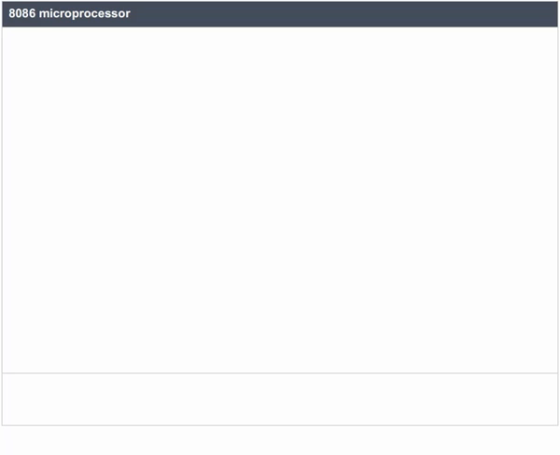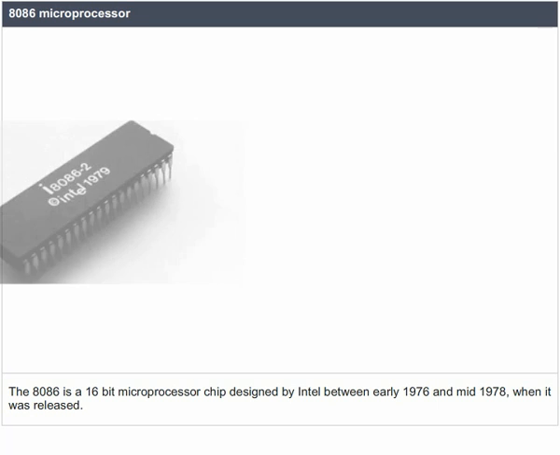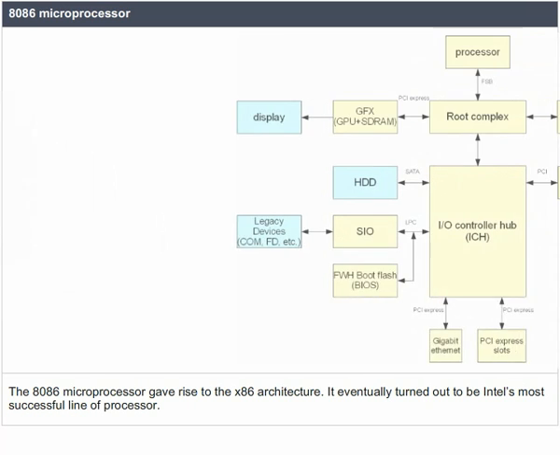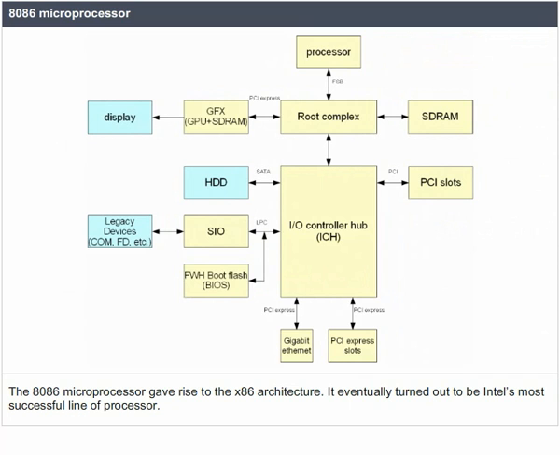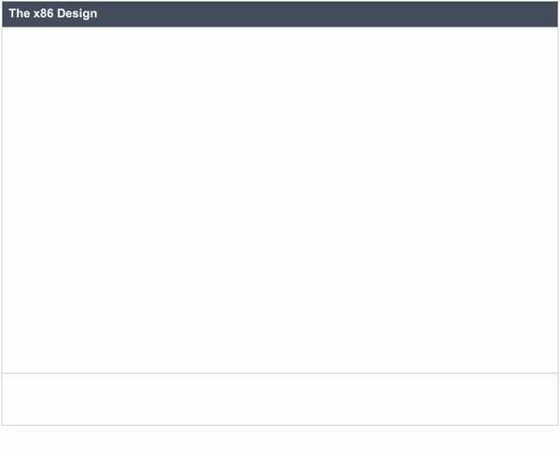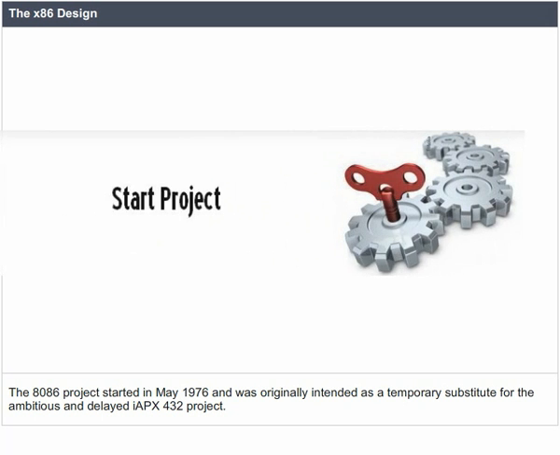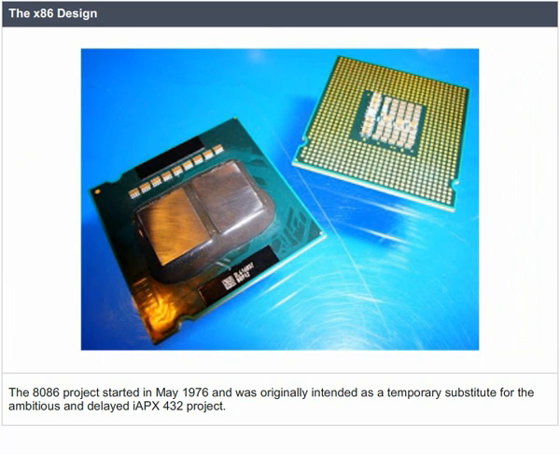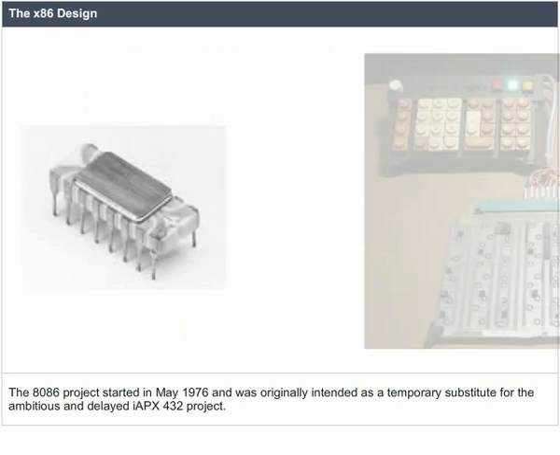8086 microprocessor. The 8086 is a 16-bit microprocessor chip designed by Intel between early 1976 and mid-1978 when it was released. The 8086 microprocessor gave rise to the x86 architecture. It eventually turned out to be Intel's most successful line of processors. The x86 design. The 8086 project started in May 1976 and was originally intended as a temporary substitute for the ambitious and delayed iAPX 432 project.